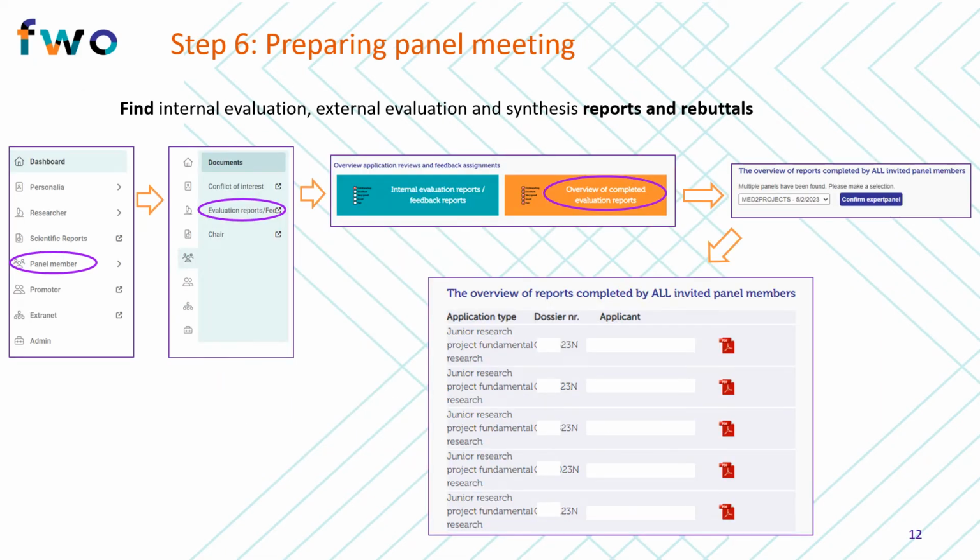The next step in the evaluation process consists of preparing the panel meeting by reading, at the very least, the internal, external, and synthesis reports as well as the rebuttals for the project assigned to you. Ideally, you should have a look at these documents for all applications in your panel. In order to access these files, click on the panel member button, followed by the evaluation reports/feedback button and the tile overview of completed evaluation reports. After selecting your panel, you will see an overview of all reports, including rebuttals for each application in your panel.